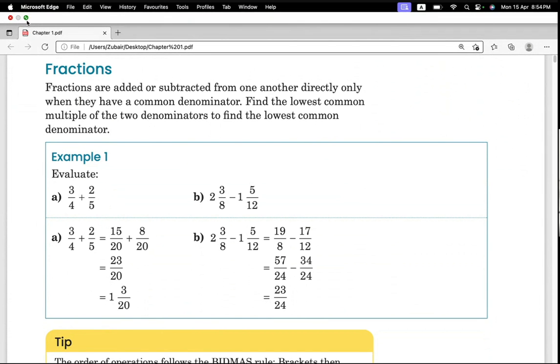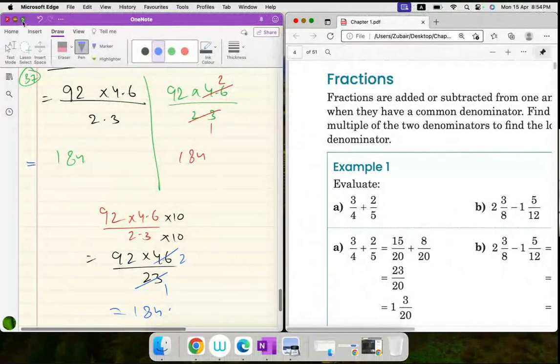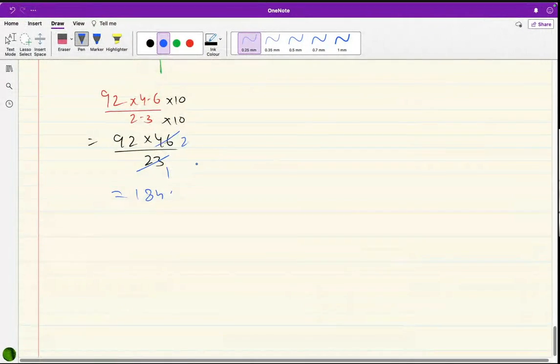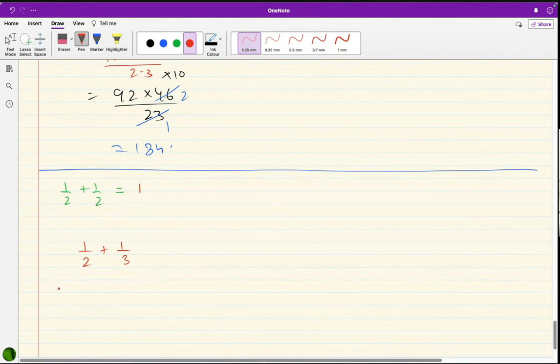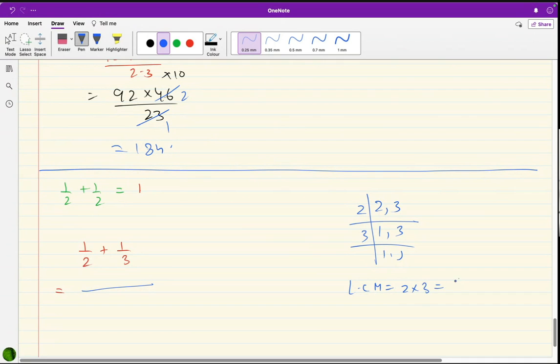Fractions. In fractions, what we need to have a strong grip on is LCM. 1 by 2 plus 1 by 2, the answer is 1. Now 1 by 2 plus 1 by 3. We may wish to take the LCM. The LCM of 2 and 3 is 2 into 3, which is 6.